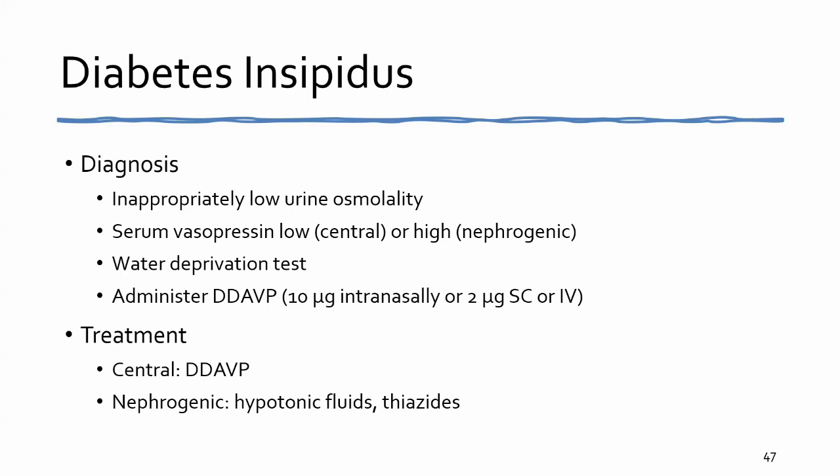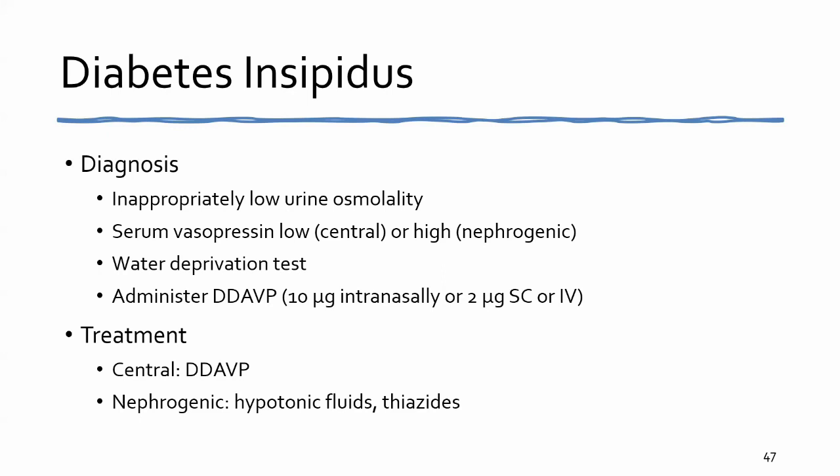So the formal way to do this is to fluid restrict the patient until there's a loss of 3% of the body weight, and then assess whether the urine osmolality rises above the plasma osmolality. So essentially whether the patient has the ability to concentrate the urine when they are fluid deprived.